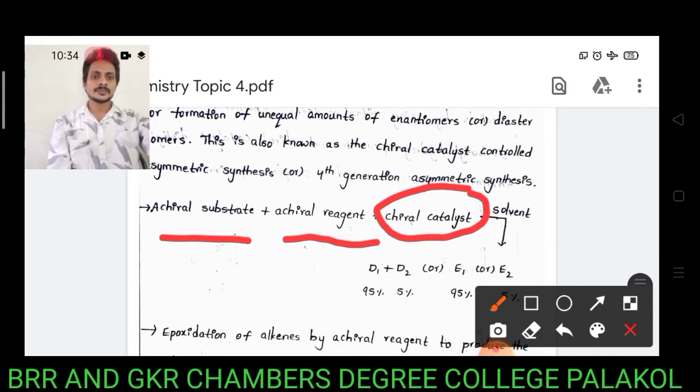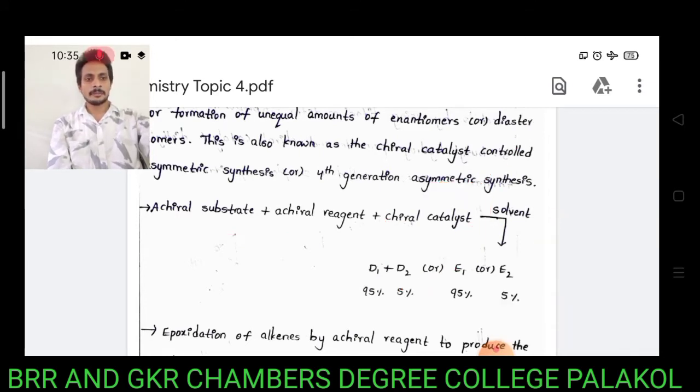Okay, in fourth generation asymmetric synthesis or catalyst control asymmetric synthesis, the catalyst is chiral. Okay, then it produces unequal amounts of enantiomers or diastereomers. Okay, D1 diastereomer 95%, D2 diastereomer 5%, or unequal amounts of enantiomers, E1 95%, E2 5%.